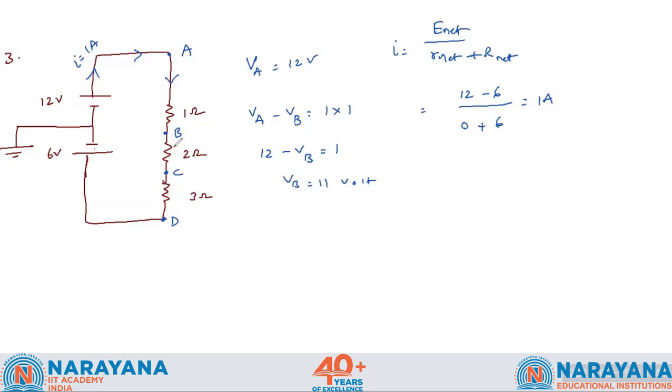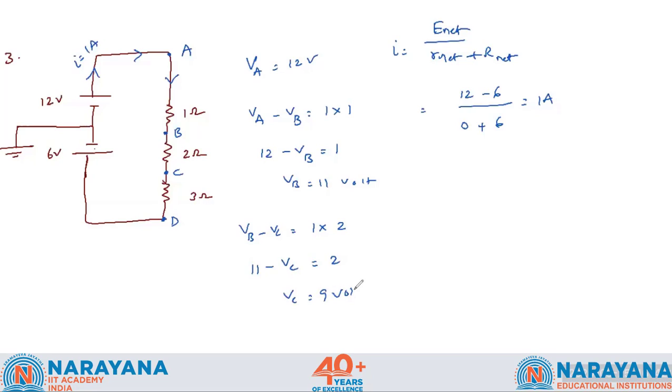Now the same current flows between B and C also. So VB minus VC will be equal to the current flowing between the 2 points multiplied by the resistance between the 2 points. VB is 11 we got now, so 11 minus VC will be equal to 2. VC will be equal to 9.